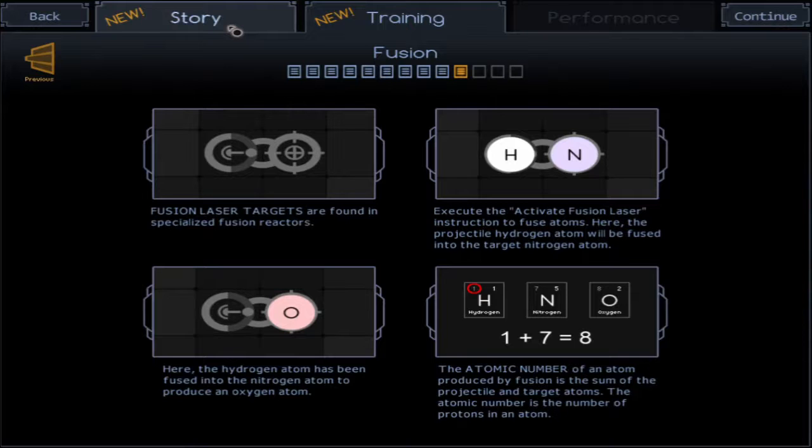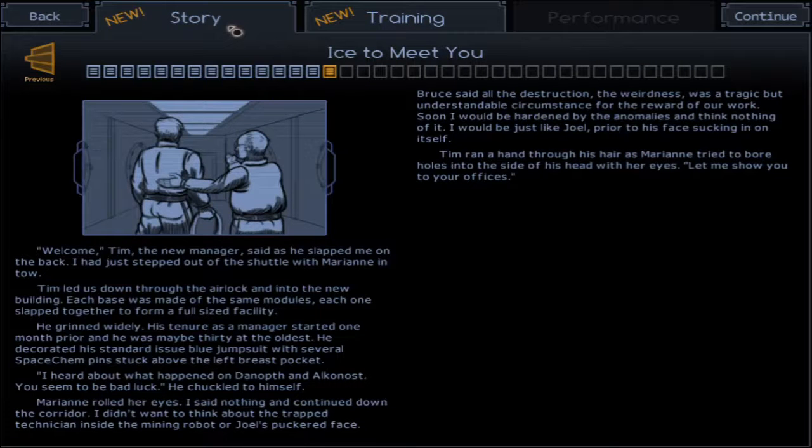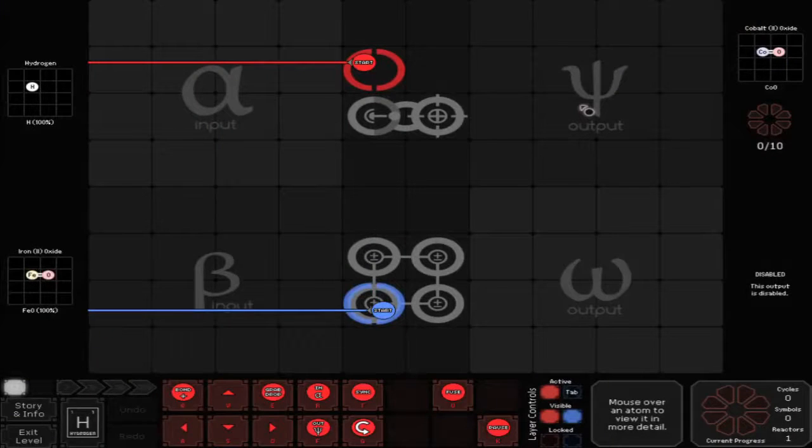Really quickly, page of story. Anybody that's interested can go ahead and read, and off we go to experiment with this new tool.